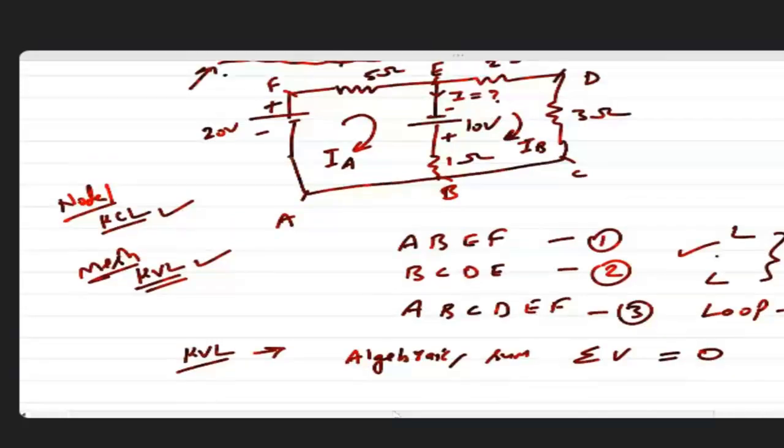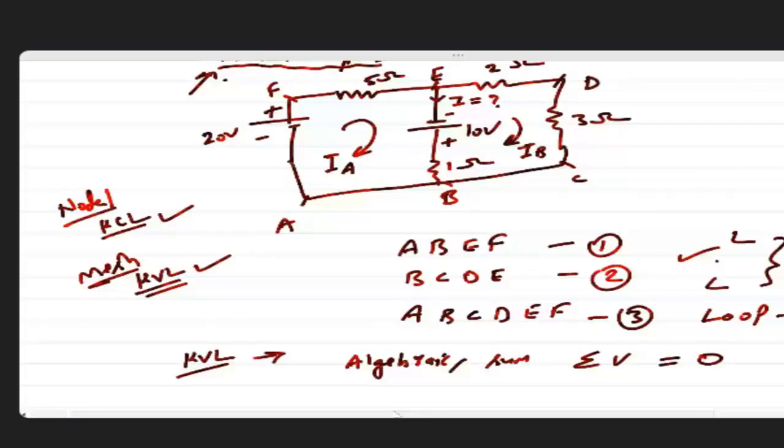Now, if I have to write the KVL equation for, let's say, this mesh A, this is a battery, no issue, but this is a resistance, and we have to find the voltage drop across this resistance. That voltage drop will be this current into this resistance, means IA into 5 ohm. So you will say, sir, this is the voltage drop across the 5 ohm resistor. Okay, no issue.